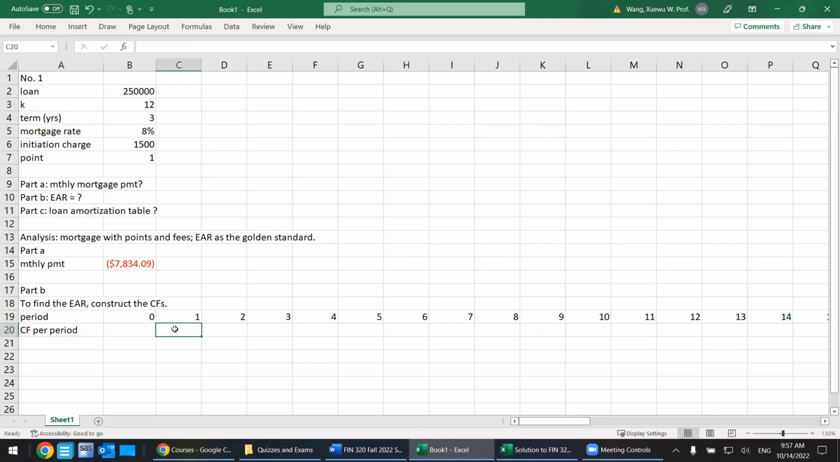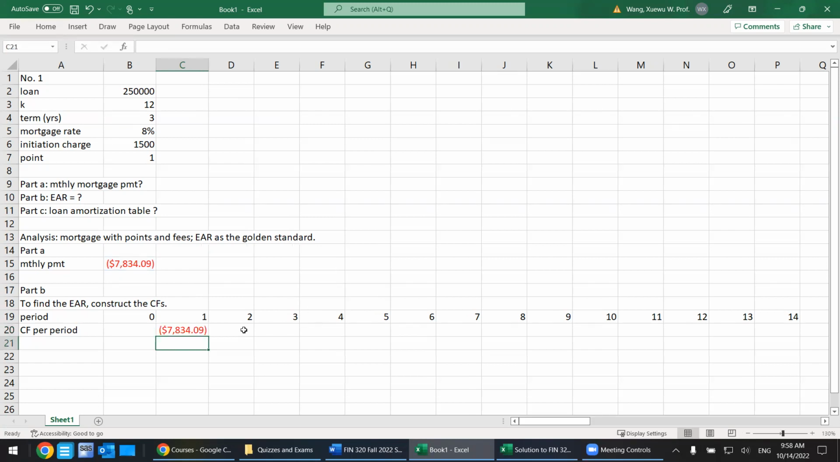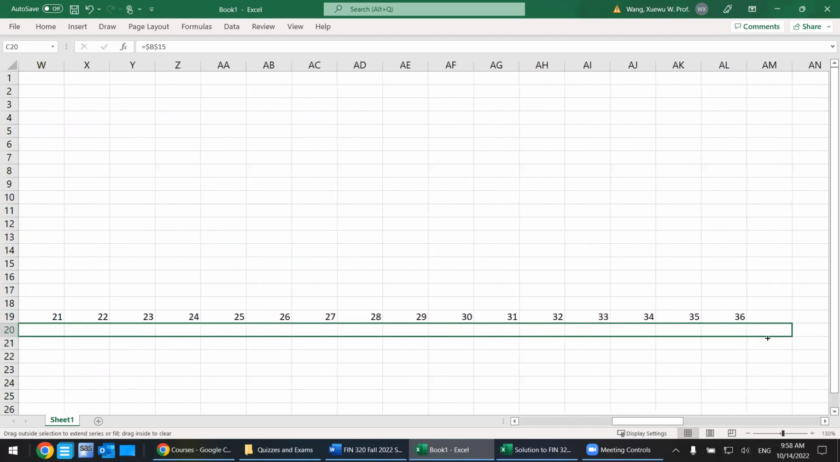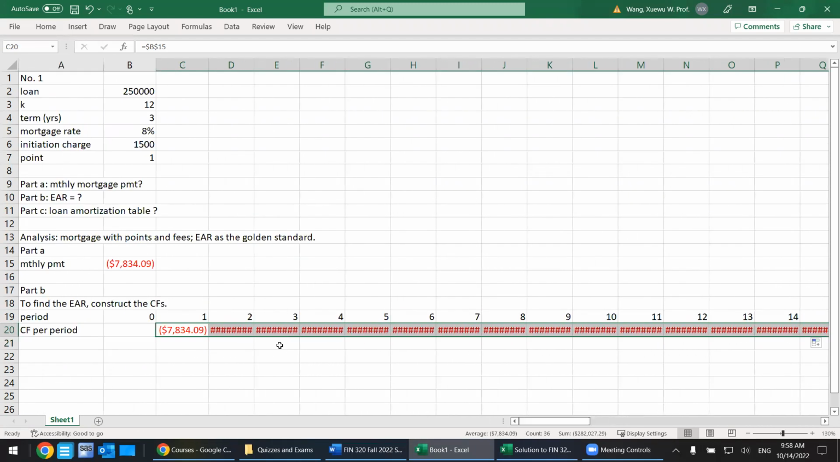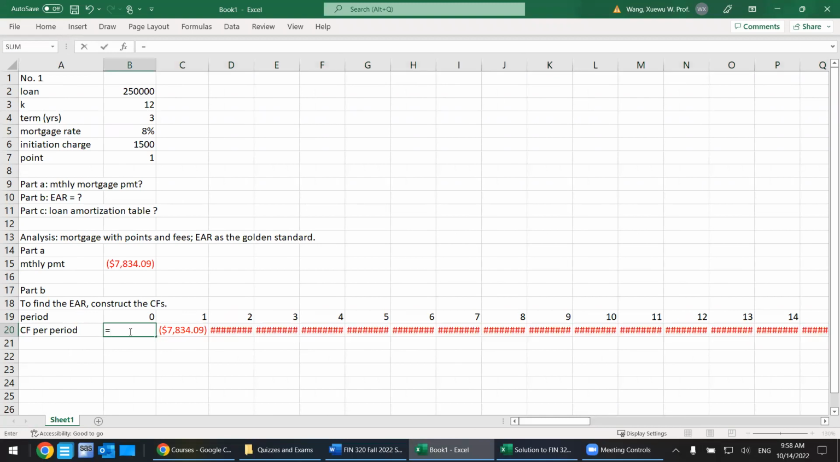All right, so you know that you're going to borrow $250,000, and you're going to pay off this loan by making this installment. This is the cash outflow every month in month 1 through month 36. Okay, so the tricky part is, what is the cash inflow today? This is now talking about the points and fees.